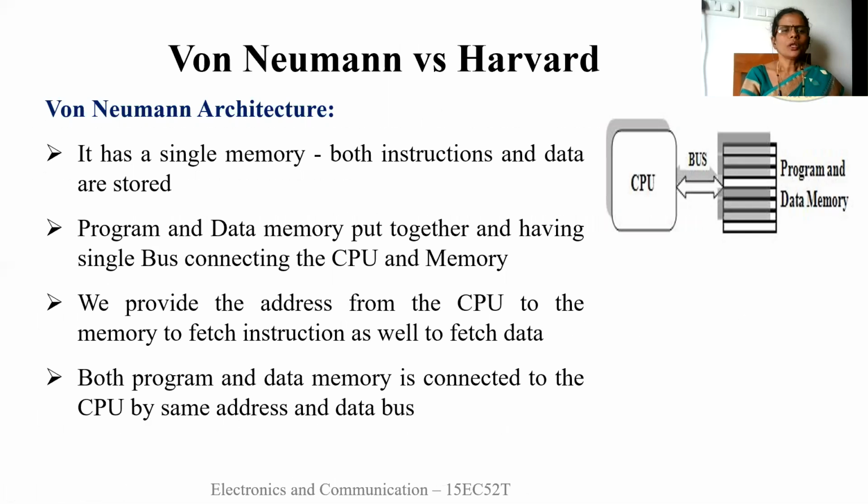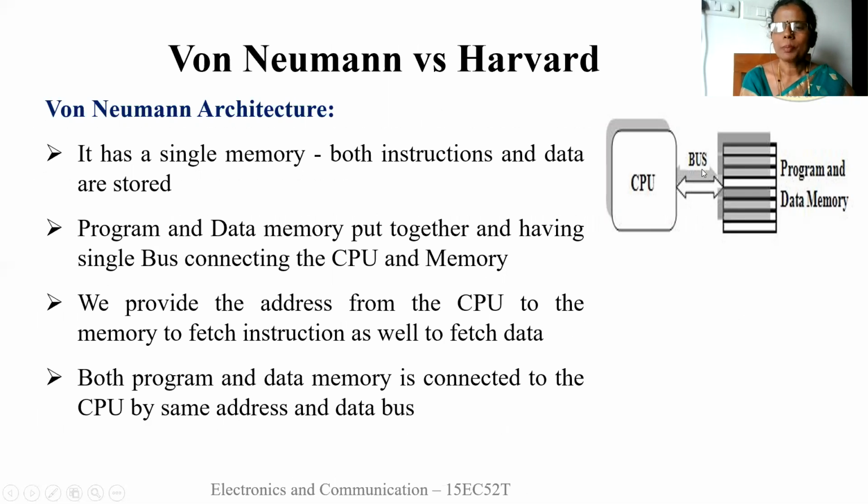Let us study the von Neumann architecture. Look at the diagram here. There is a CPU and one block I have written and marked as program memory and data memory. It means that the program, the code, is stored in this memory, as well as the data is also stored in the same memory.